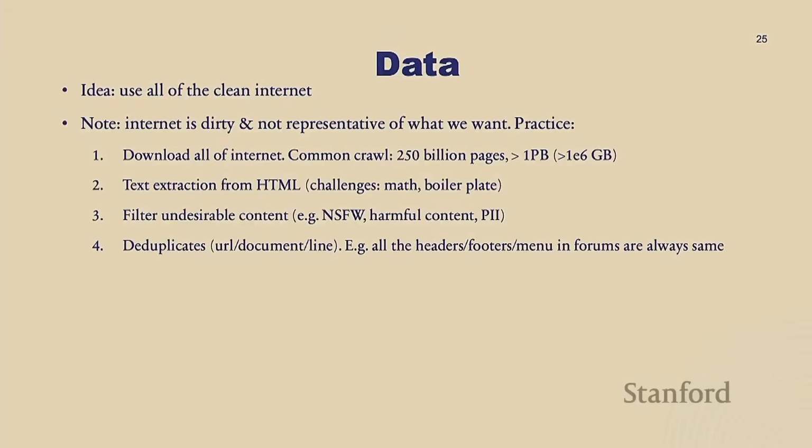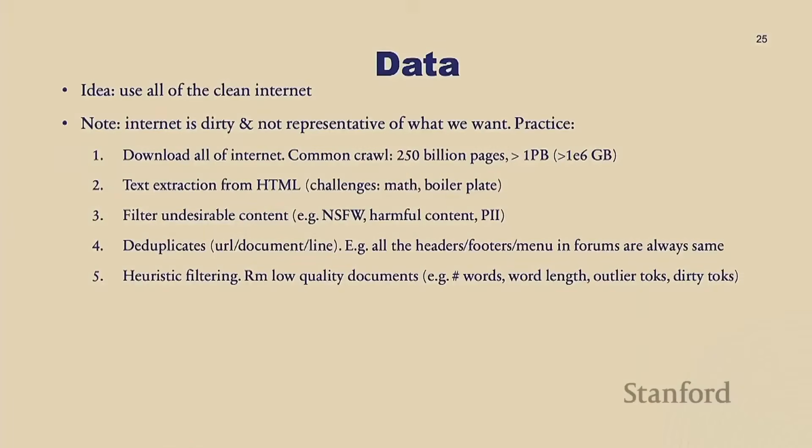So filter undesirable content. The fourth step is deduplication. As I said, you might have things like headers and footers in forums that are always the same. You want to remove that. Another thing that you might have is a lot of URLs that are different but actually show the same website. And you might also have a lot of paragraphs that come from common books that are duplicated 1,000 times or 10,000 times on the internet. So you have to deduplicate. Also very challenging because you have to do that at scale.